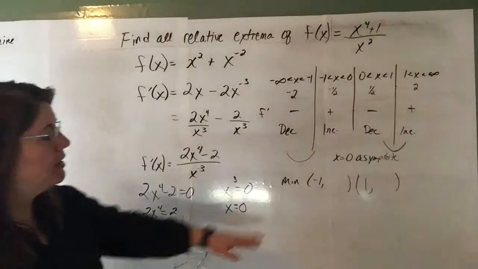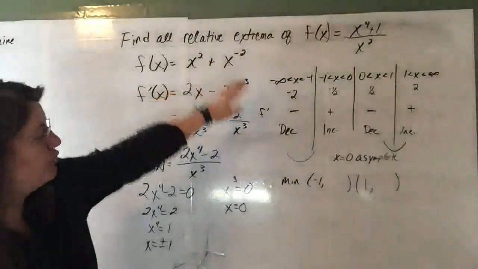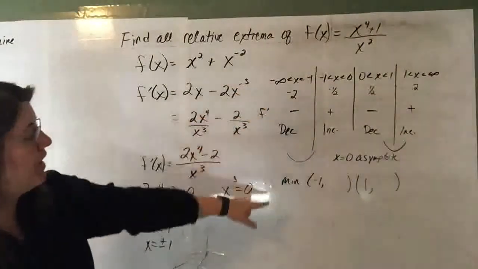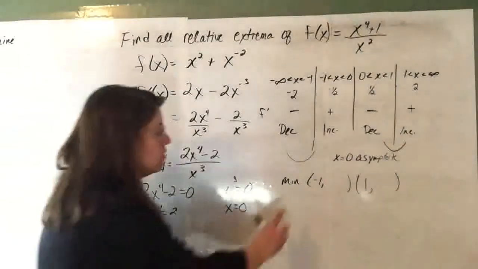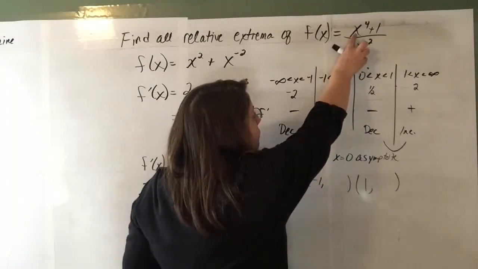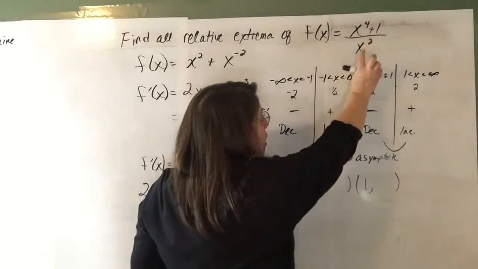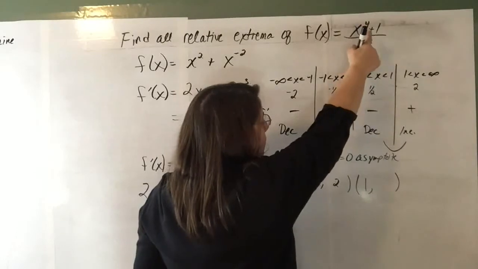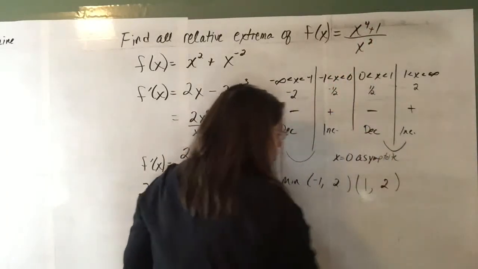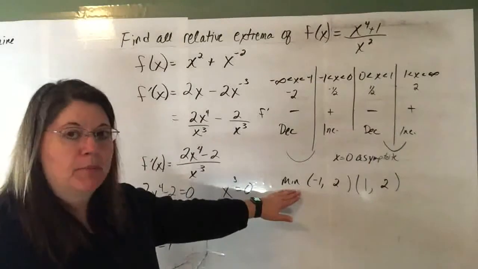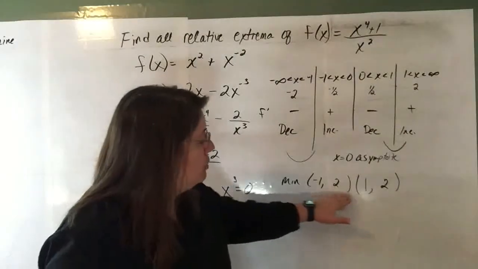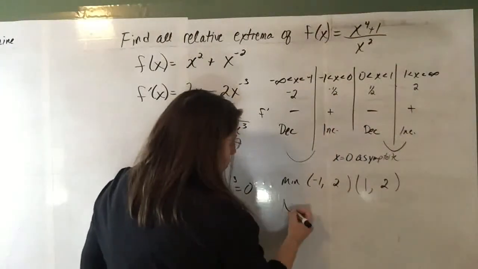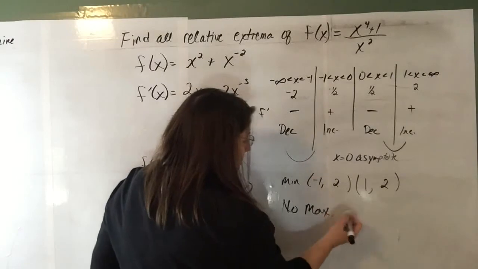And then to determine the y values, because they've asked us for the extrema, they want the ordered pairs where the relative extrema happen, we're going to plug those values back into the original function. So if I plug -1 here, -1 to the 4th is 1 plus 1 is 2 over 1, so that will be 2. And then if I plug 1 in, 1 plus 1 is 2 over 1, again is 2. So we have two relative minimum points at (-1, 2) and at (1, 2). And since the function is undefined at 0, we have no maximum values.